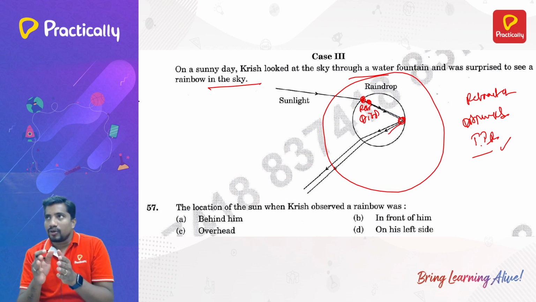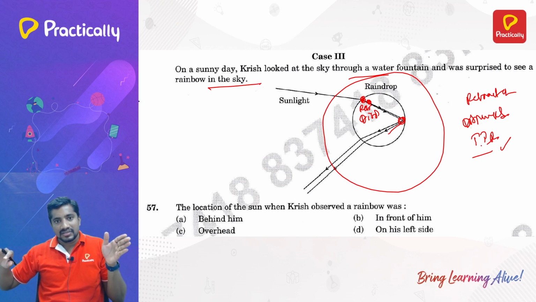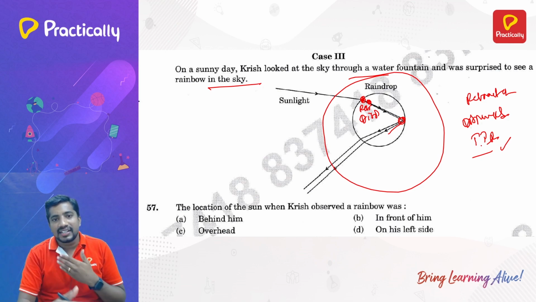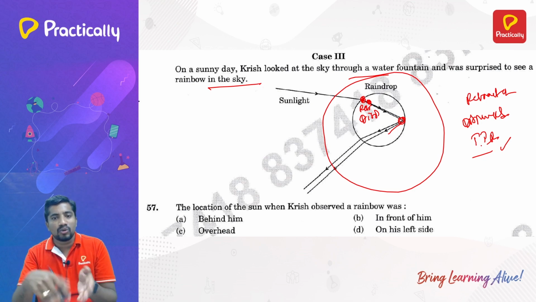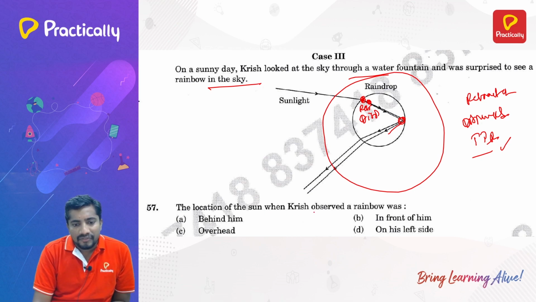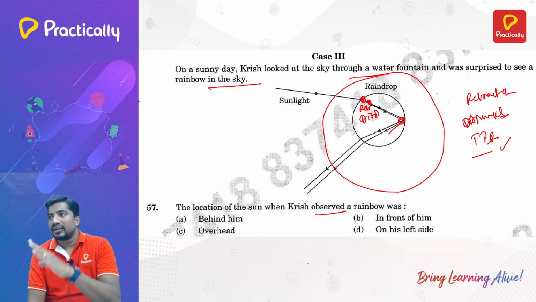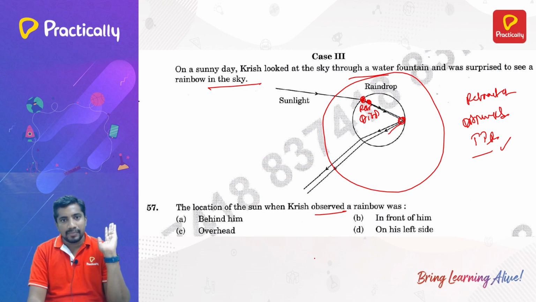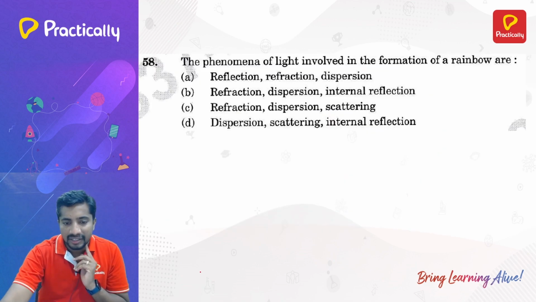When you are observing the rainbow, that rainbow will be formed opposite to the side of the presence of the sun. Now let us answer the question. This is the concept of how the rainbow is formed. If you know this concept, then we can answer the questions. Location of the sun when Krish observed the rainbow. Obviously, as I said, the rainbow is on this side, so the sun will be behind the observing person. So behind him. Option A.